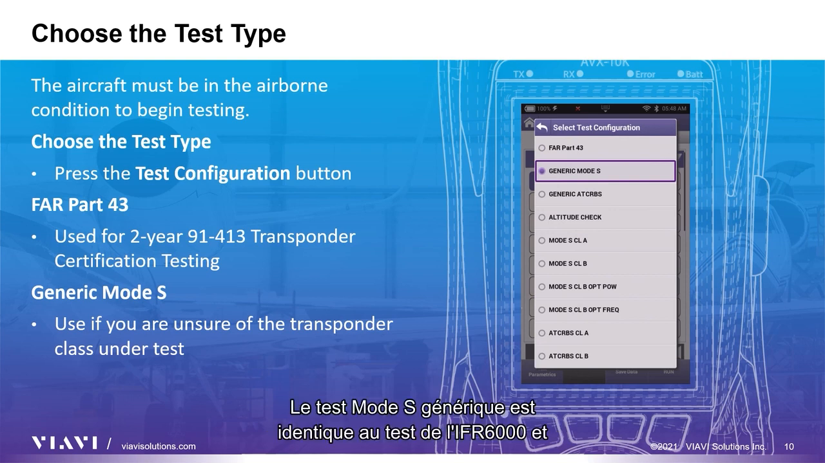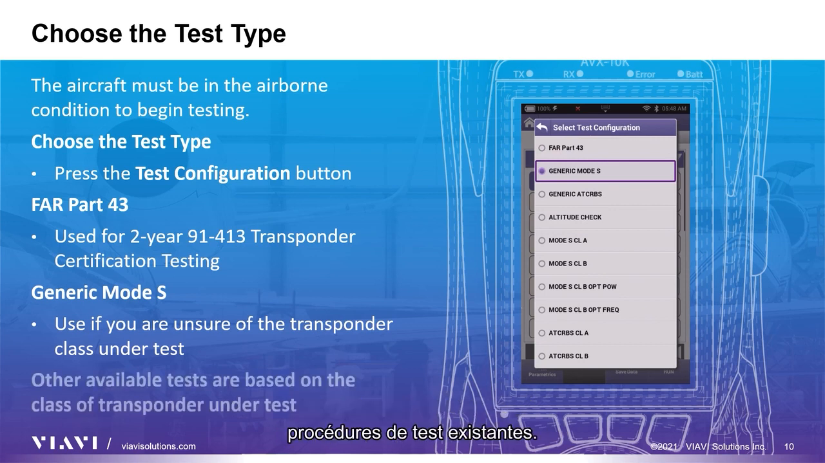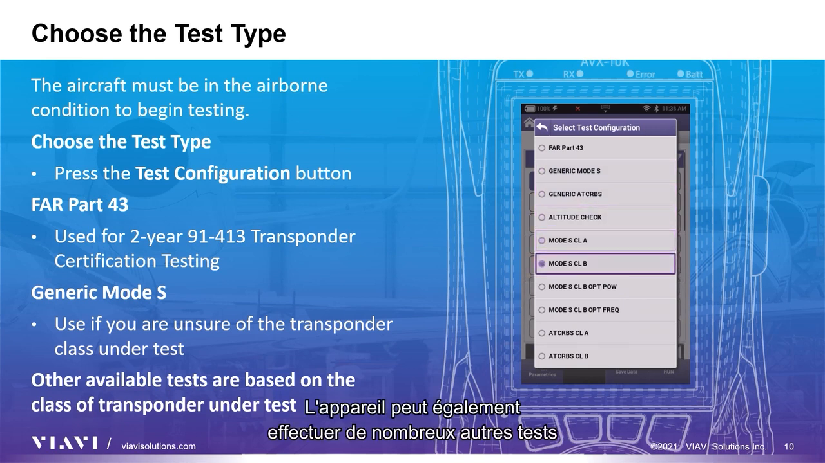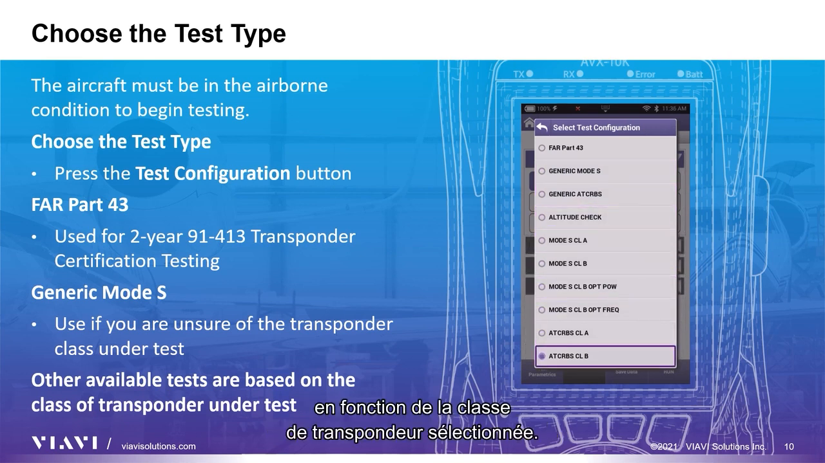The generic Mode S test is identical to the test in the IFR 6000 and may be identified as the selection in many existing procedures. The test set can also perform many other tests based on the class of transponder selected.